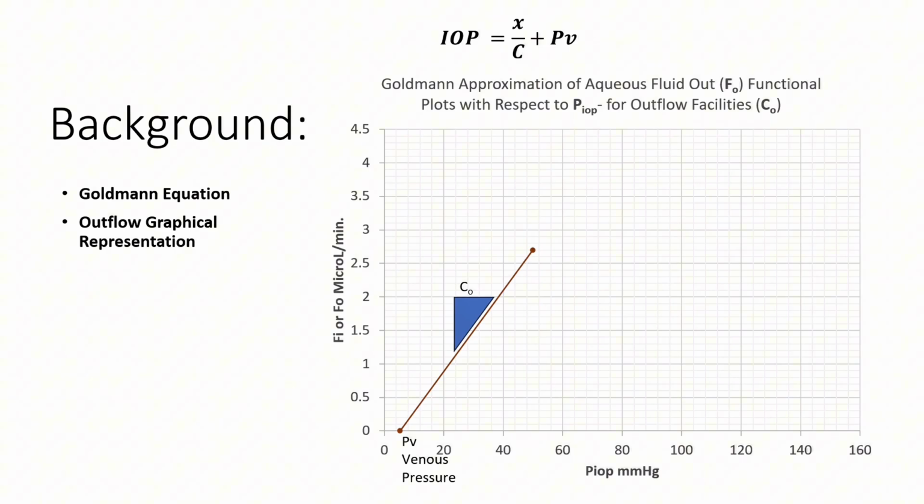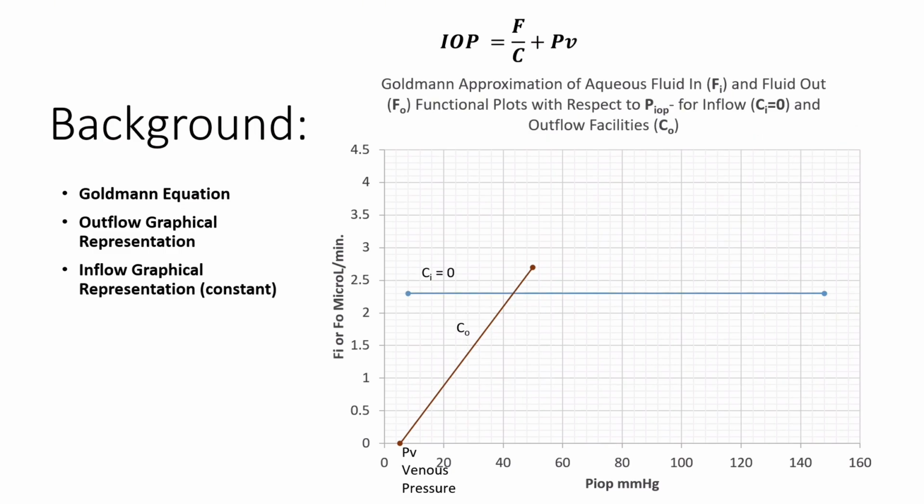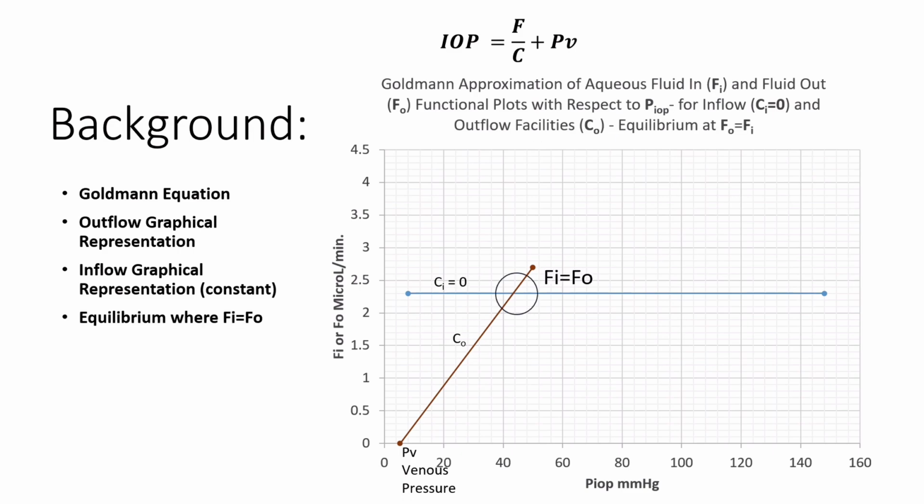We can graphically plot the fluid out of the eye as a linear function of fluid out versus IOP, whose slope is the outflow facility and x-intercept is the episcleral venous pressure. On the same graph, we can overlay the linear plot of the fluid into the eye with a slope of 0. The intersection of these two linear plots of fluid in and fluid out is the solution to the original Goldmann equation of steady-state IOP, given the parameters of fluid inflow, outflow facility, and episcleral venous pressure.